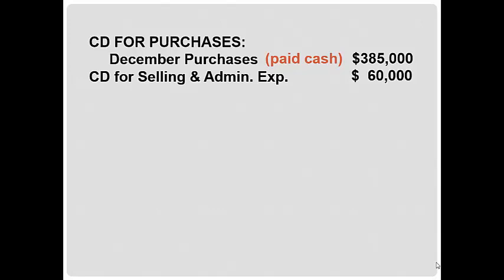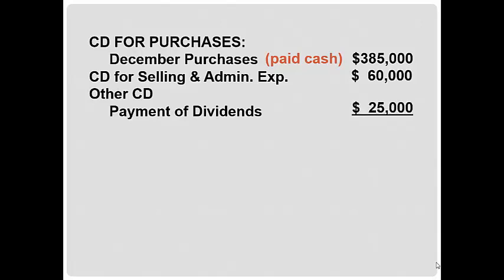Then we want to look for any other cash disbursements that we might have that would not appear on the income statement. The only one you'll see is the dividends. The company has budgeted to pay dividends totaling $25,000. So your total cash disbursements, $385,000 plus $60,000 plus $25,000, that will be total cash disbursements of $470,000. Now, of course, this number would feed into our cash budget if we were asked to prepare one.